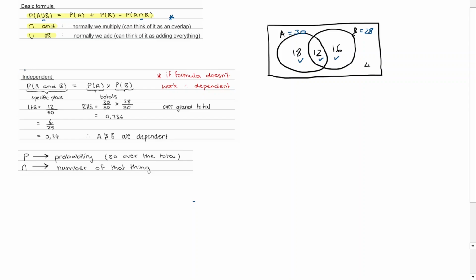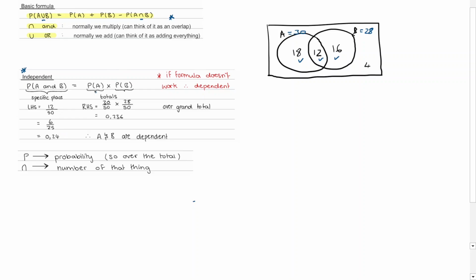So the second key formula that you learn in grade 11 is the independent formula. And if this formula works perfectly, then you know that your events were independent. If they don't work, then they are not independent or they are dependent. And so the probability of A and B, that's a specific place, whether it's a two-way table and you're looking at a specific box, or like this, whether it's your Venn diagram. So A and B, we talked about, was 12 over the grand total, 50, which simplified is 6 over 25 or 0.24 as an exact number.